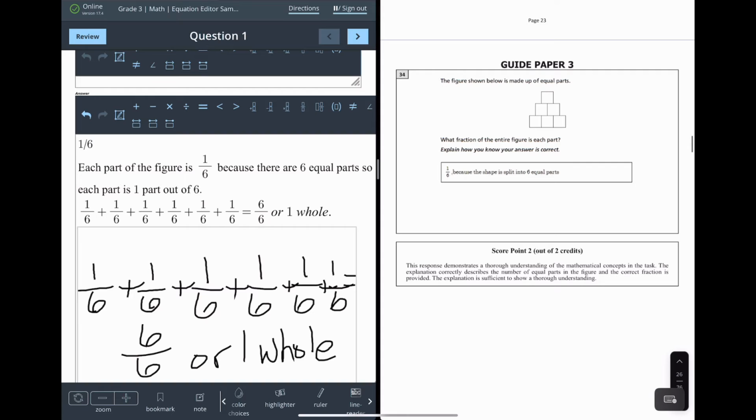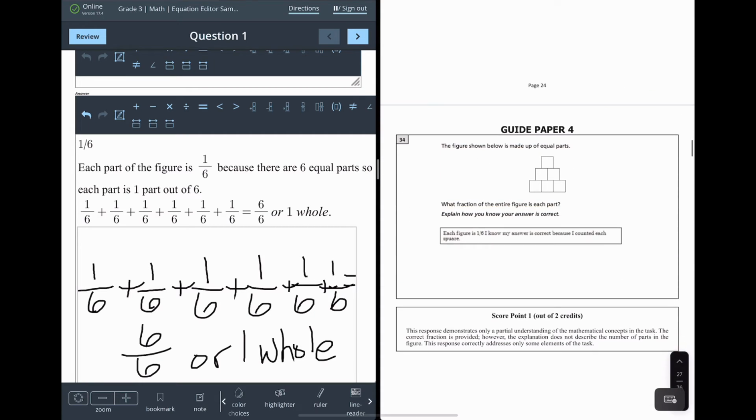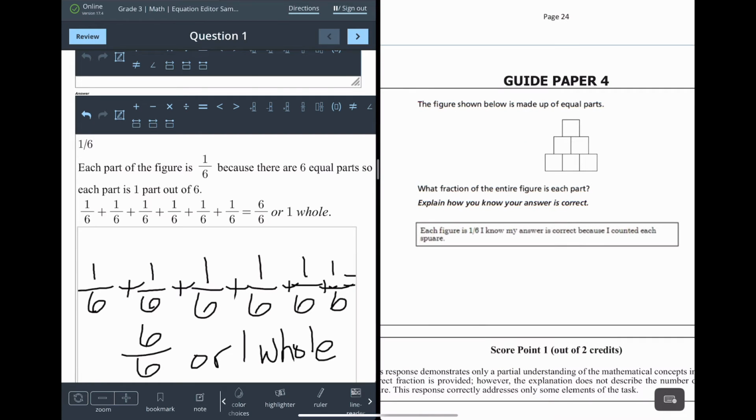And here, this is another kid answer, full credit, 1/6, because the shape is split into 6 equal parts. So perfect. I think the next one is partial. So this kid has only 1 point. Each figure is 1/6. I know my answer is correct because I counted each square. So he kind of gets, I see what he meant, that there were 6 pieces here, but because he didn't connect that this is 1 piece out of the whole, he only gets 1 point.